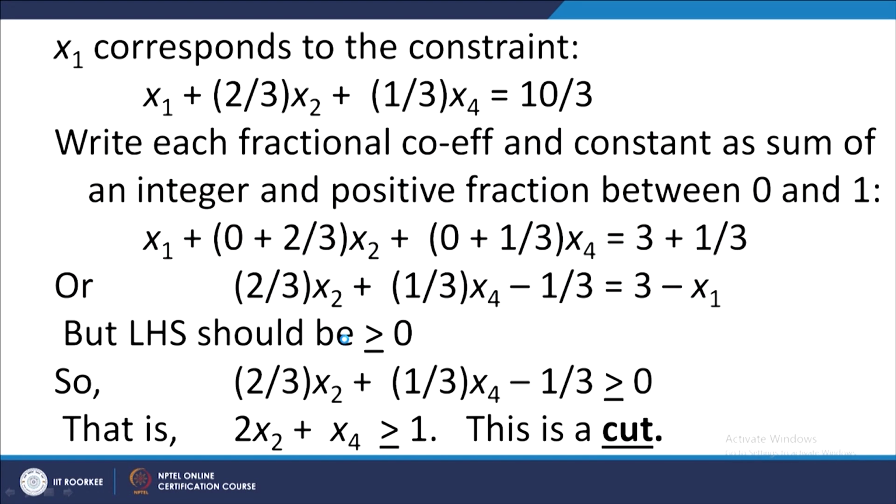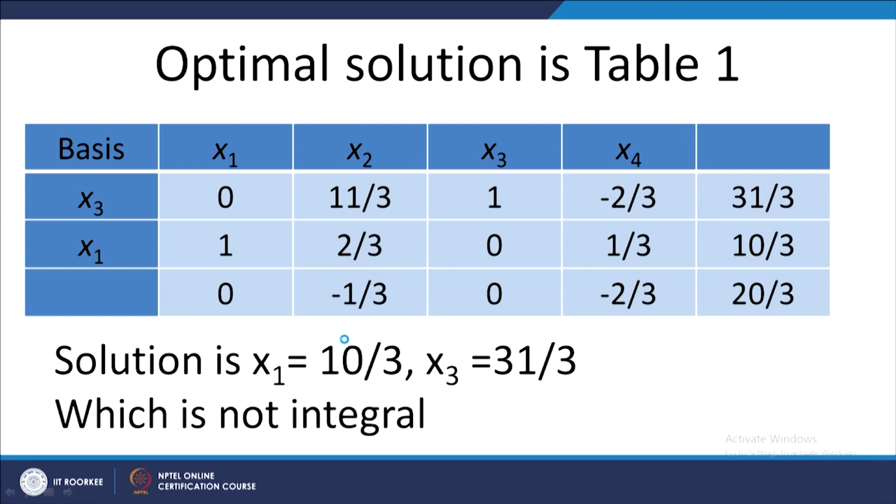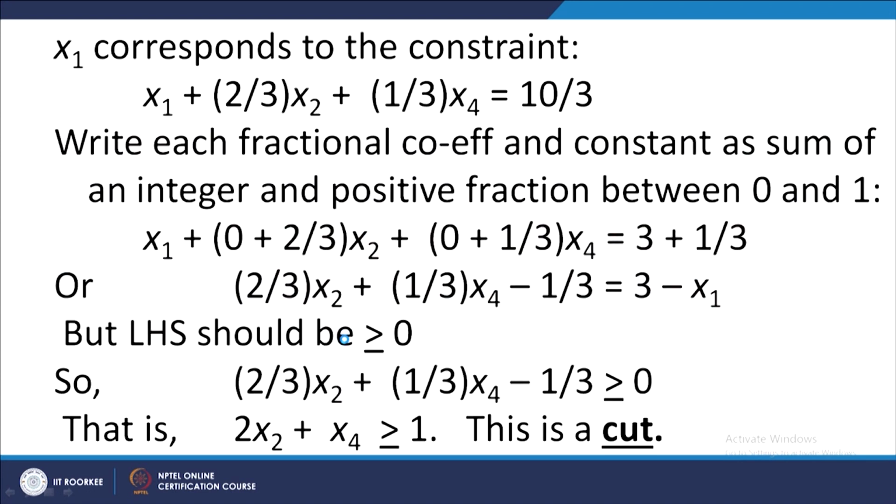So x1 corresponds to the constraint x1 plus 2 by 3 x2 plus 1 by 3 x4 is equal to 10 by 3, which is shown here in the table. So x1 plus 2 by 3 x2 plus 1 by 3 x4 is equal to 10 by 3. We will split each of the fractional coefficients and the constants as the sum of an integer and a positive fraction between 0 and 1.